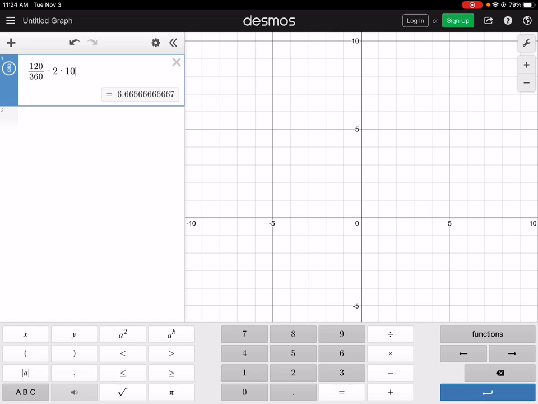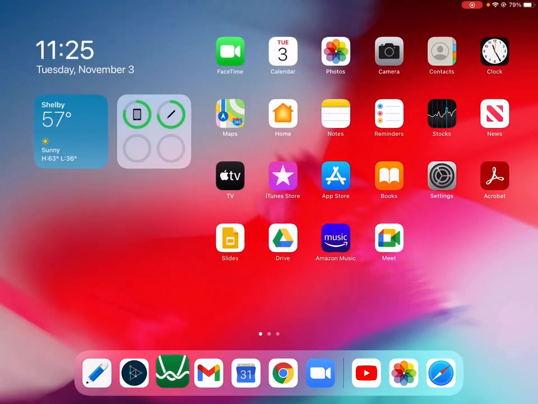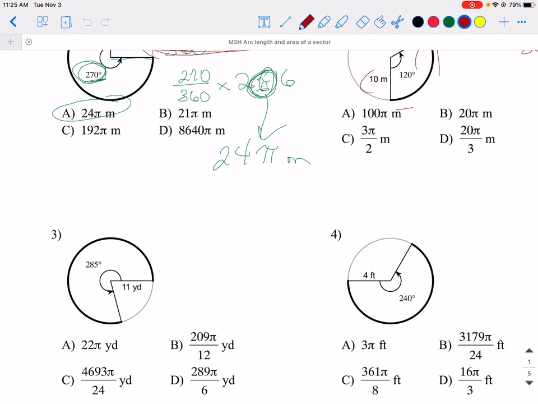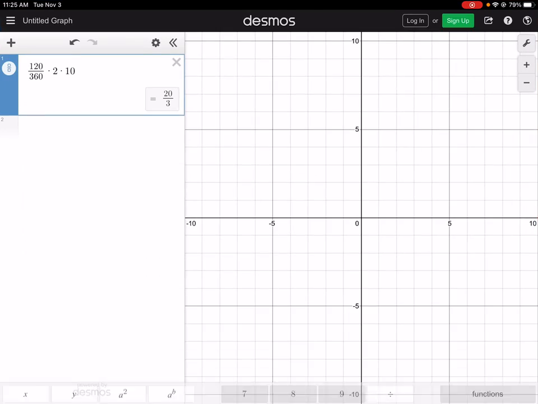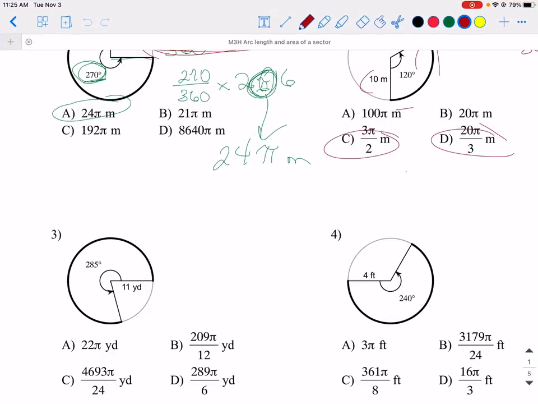120 divided by 360 times 2 times, I think that value was 10. So I have 6.666. Let me see what that comes up with here. What is that as a fraction? Because my answers are in fractions, so I know it's going to be one of those. I think it's probably going to be D. So let's get that as a fraction. So 20 over 3, that makes more sense. Notice I just had to look and analyze my answers. So the fraction was 20 over 3. Remember, I did not do anything with pi, so that stays there. So your answer is D.